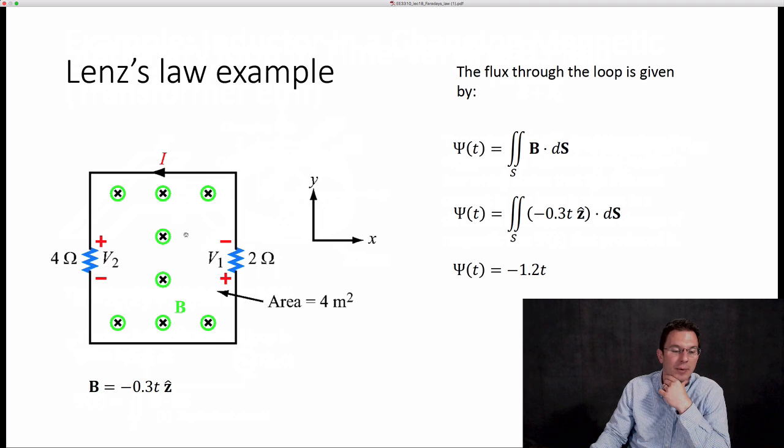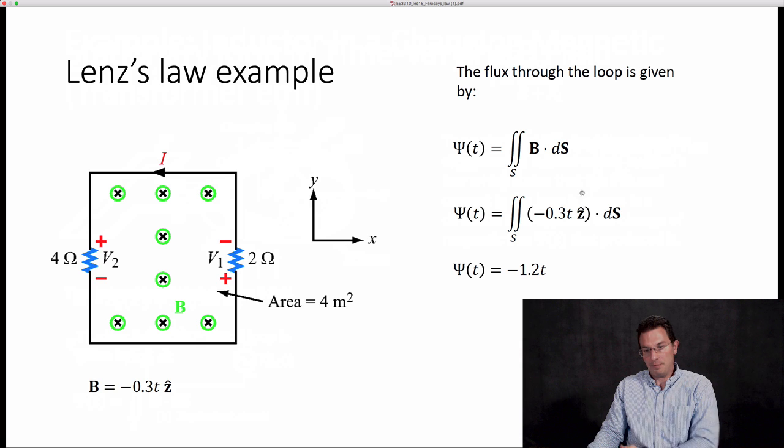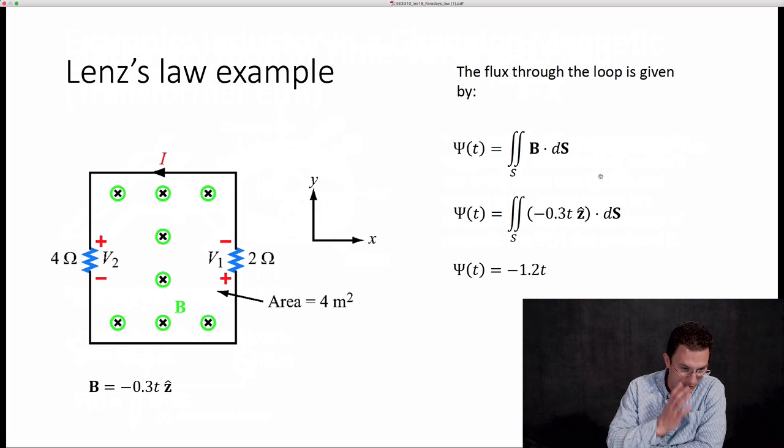Very similar argument as before. In this case, the field is only directed in the z direction, and again does not vary spatially. It's constant spatially. So when we do this integral of B dot dS, dS points in the plus z direction. It just simply picks out the z component, and all you have to do is multiply by the area, which happens to be 4 square meters.